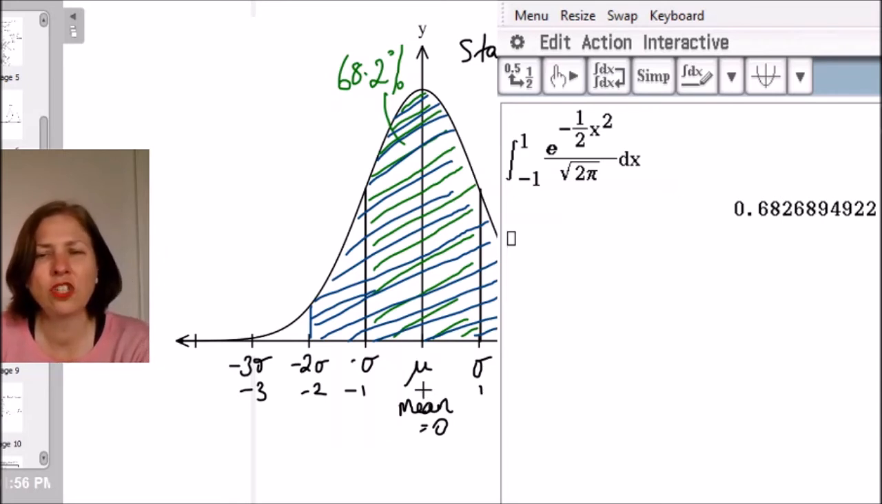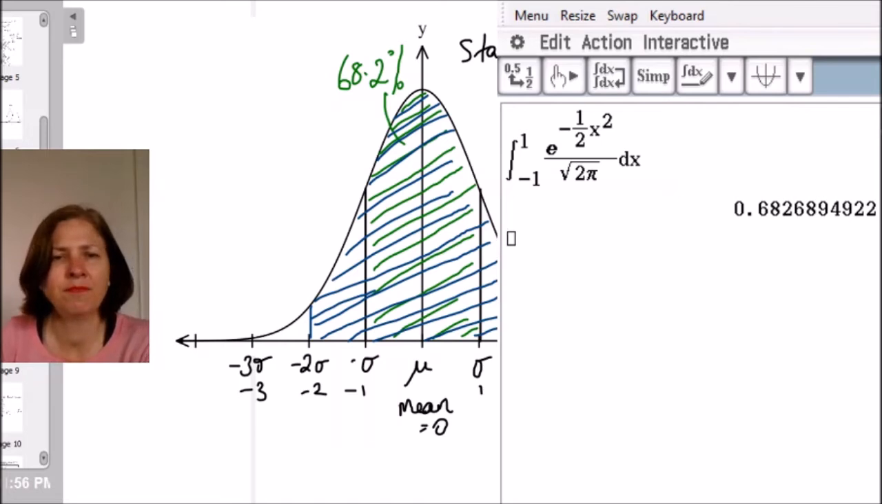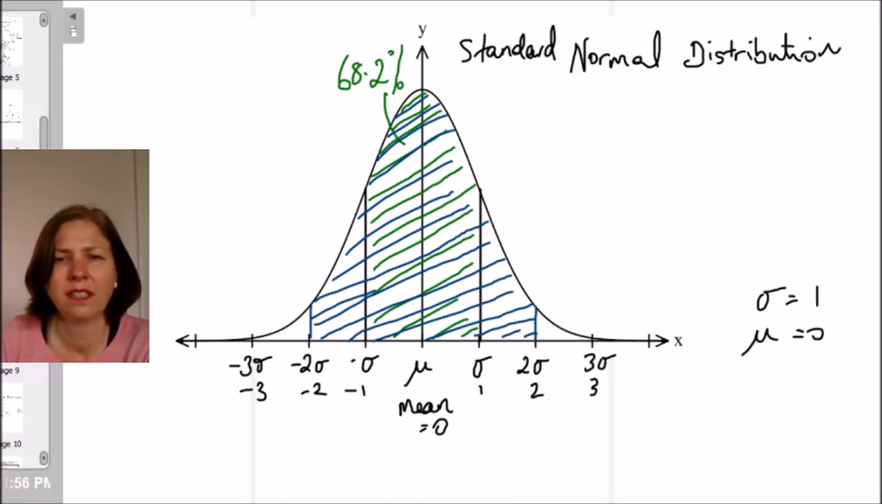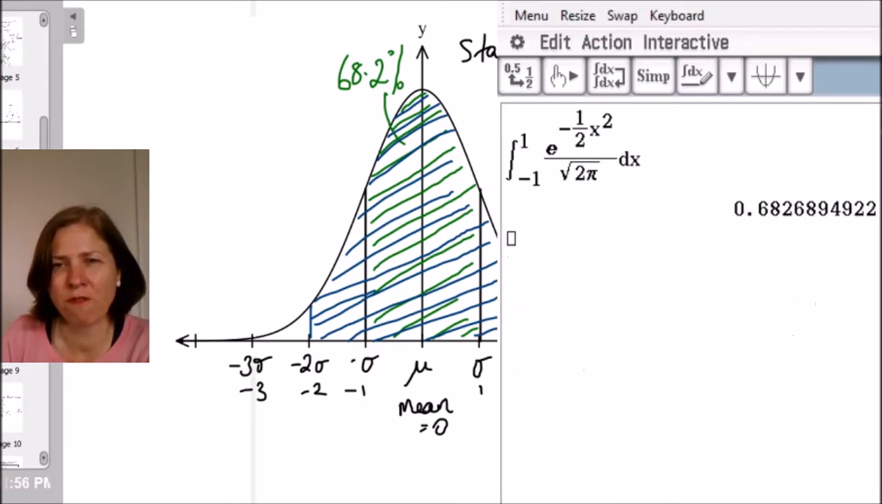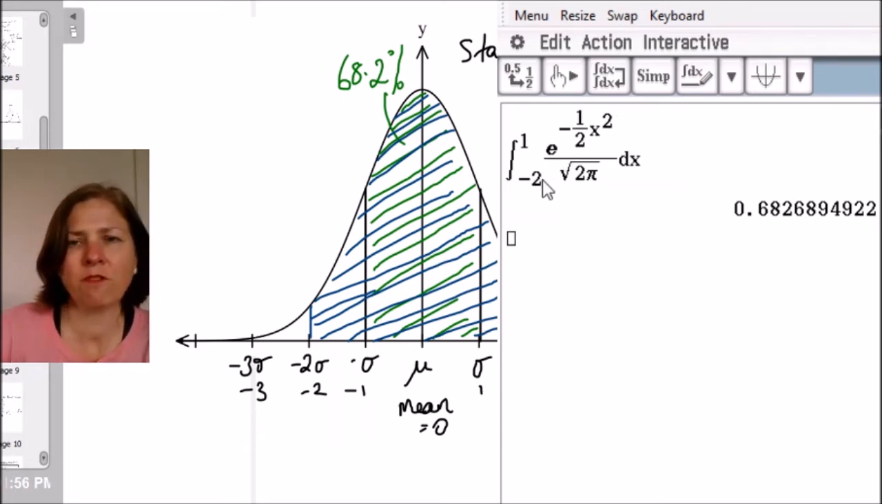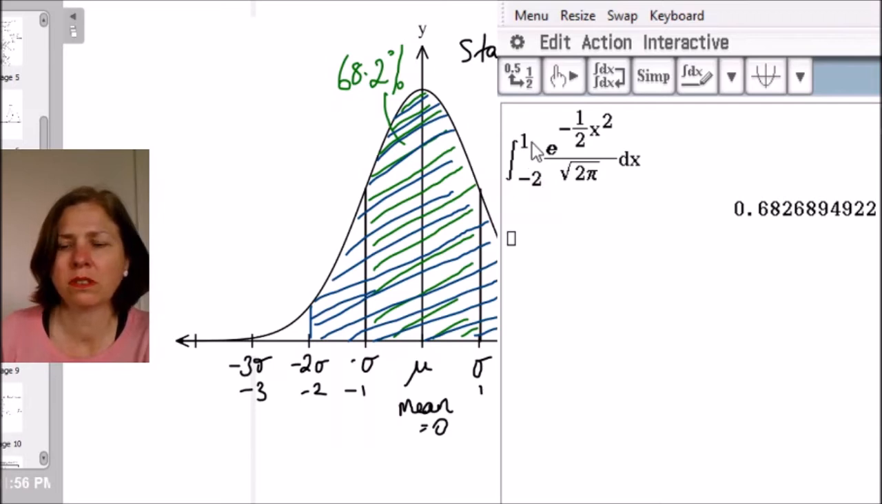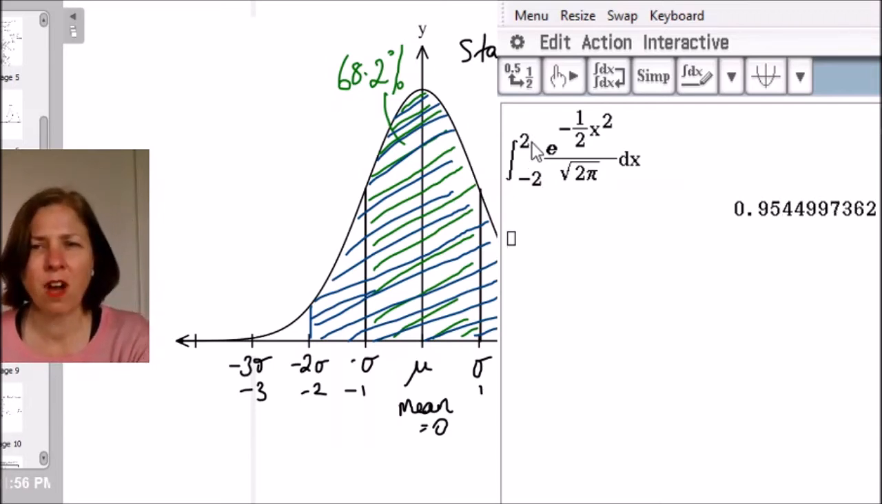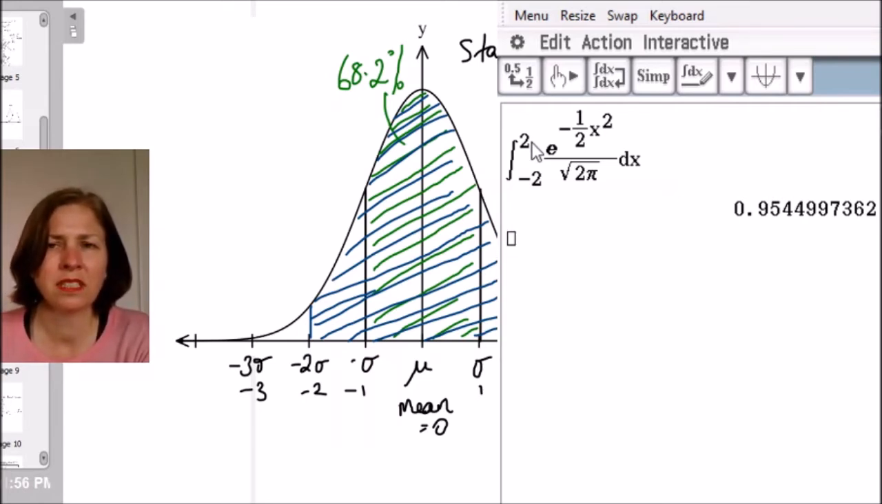So between 2 standard deviations, let's grab my CAS again. So there's my blue shaded region. If I go back to my CAS, what I'm going to do is change these values from -2 to +2, and let's see what we get. 0.954499, and so on. So let's call it 95%. Well, let's call it 95.4%.